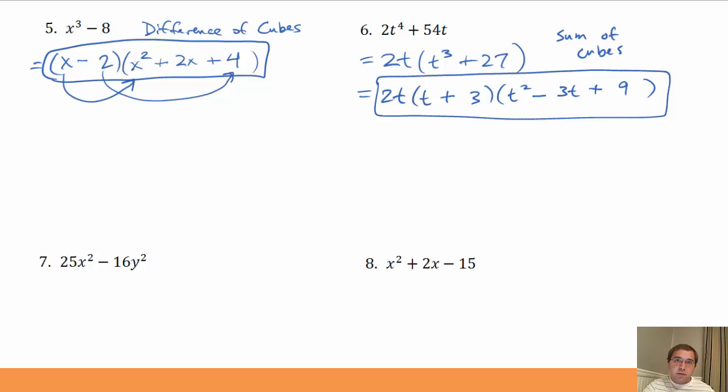And again, that second set of parentheses in a sum or difference of cubes will never be factorable. It will always be prime.